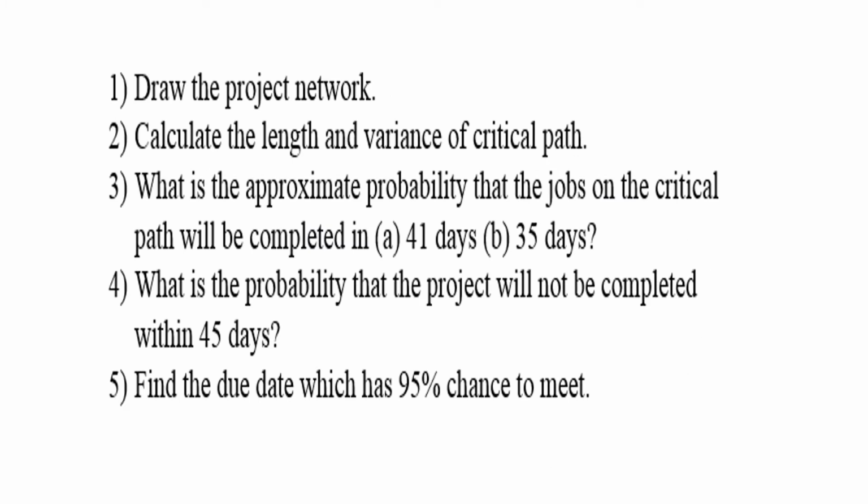Draw the project network. Calculate the length and variance of the critical path. Third one, what is the approximate probability that the jobs on the critical path will be completed in 41 days and in 35 days? What is the probability that the project will not be completed in 45 days? Find the due date which has 95% chance to meet. So these are the 5 questions which we have to solve from the table.